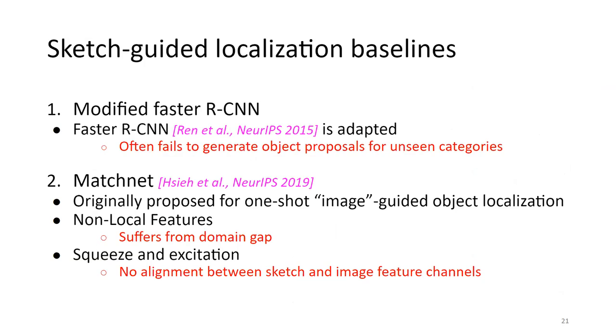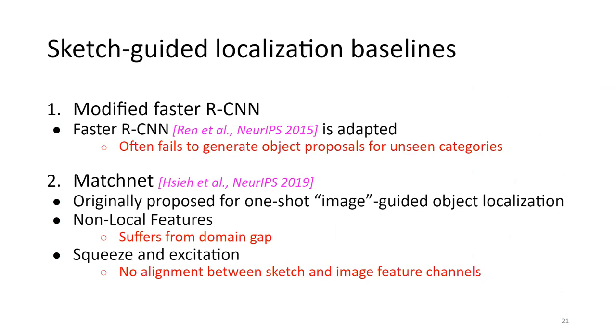We compare the proposed model against the following baselines. Modified Faster RCNN, which is already explained in the previous slides. Because of the vanilla RPN, it often fails to generate object proposals relevant to the sketch query, and therefore it is insufficient in this case.